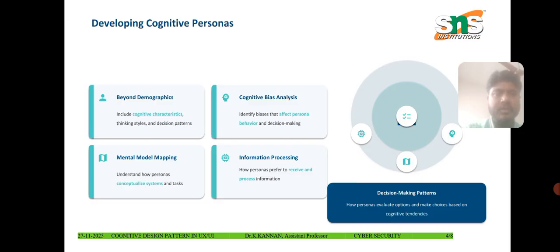Mental model mapping is understanding how a persona contemplates the system and task. Information processing is how personas prefer to receive and process information. Decision pattern making is evaluating how personas make choices based on cognitive tendencies.